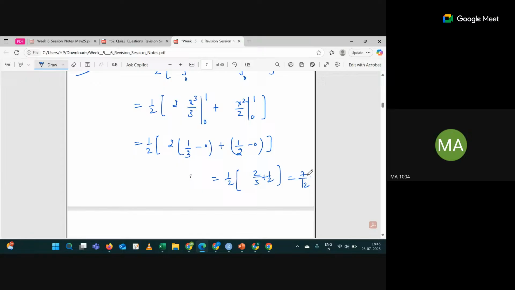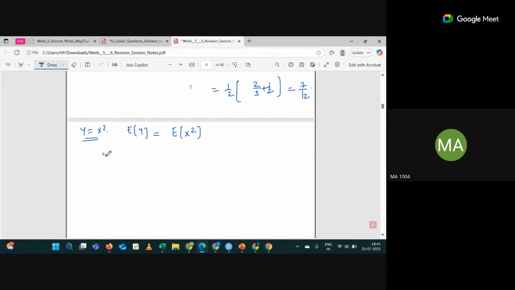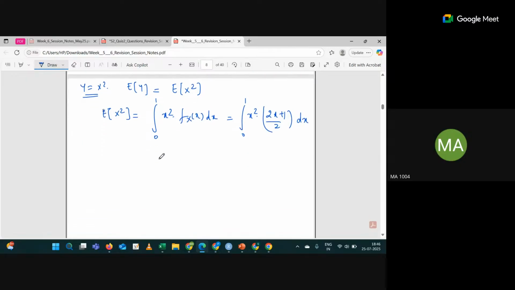Yes or no? So the next is, suppose I'm saying y equal to x square is given to you. You have to find the expected value of y. That means you have to find the expected value of x square. Then what will you do? Expected value of x square is nothing but integration of x square into fx of x dx. Right? That's what we have to do. This will be 0 to 1 x square, and it will be 2x plus 1 divided by 2 dx. All right. So this will be 1 by 2, 0 to 1, and this will be 2x cube plus x square dx. Yes or no?